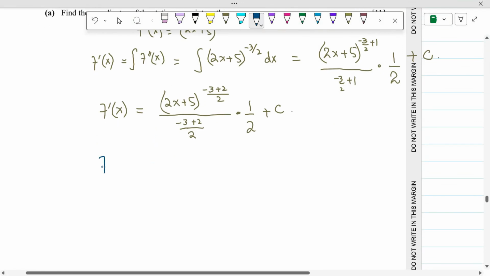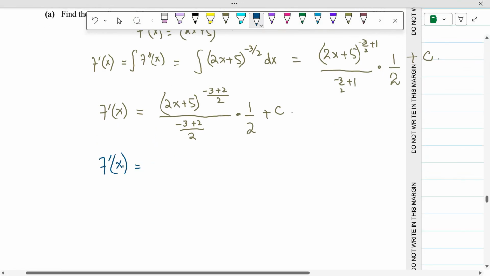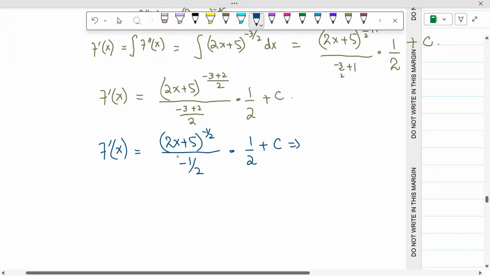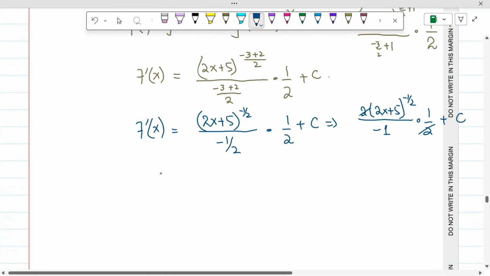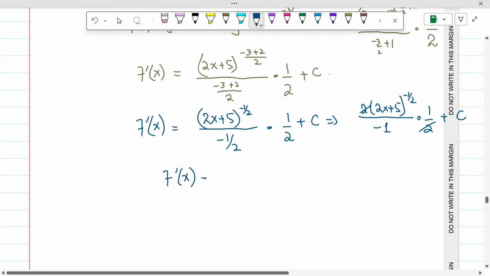Further solving, the first derivative of the function is equal to (2x + 5) to the power of negative half over negative half, times 1 over 2, plus c. This can be written as 2 times (2x + 5) to the power of negative half over negative 1, times 1 over 2, plus c. So the 2 will be cancelled out, and we have the first derivative of the function equal to negative (2x + 5) to the power of negative half plus c.